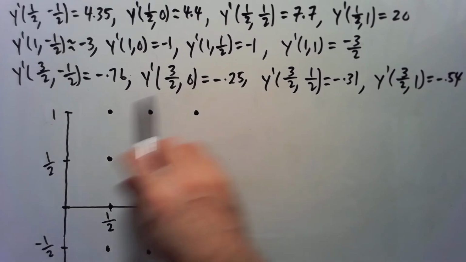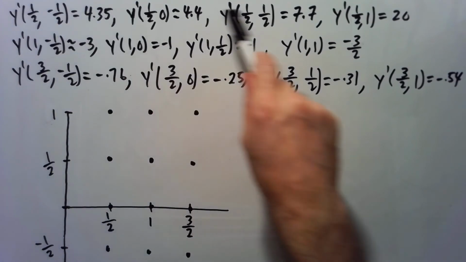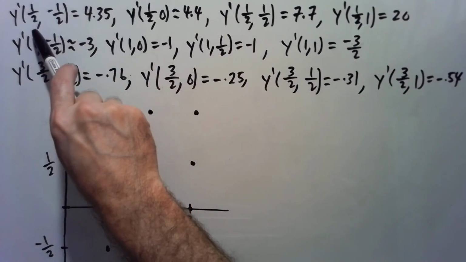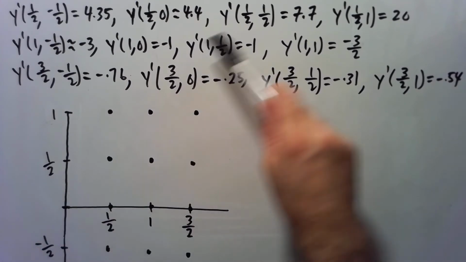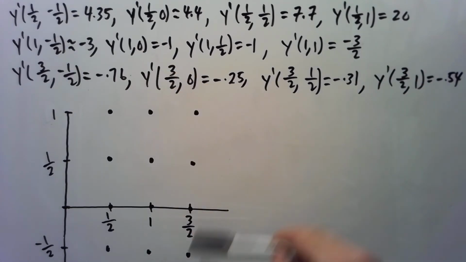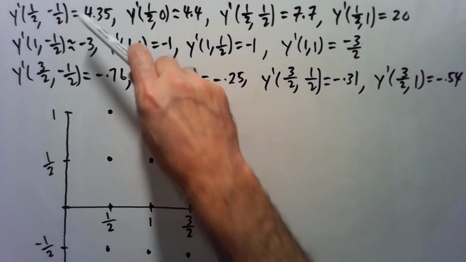Okay, so I made my grid here because these are all the grid points. So you'd have 1/2, -1/2 would be here. Then you'd have 1/2, 0, which would be here, and so forth. Now we're going to have to do the slope at each of the points then. So the first one has slope 4.35.